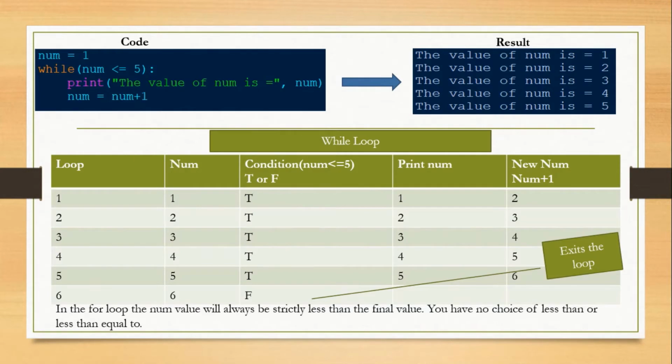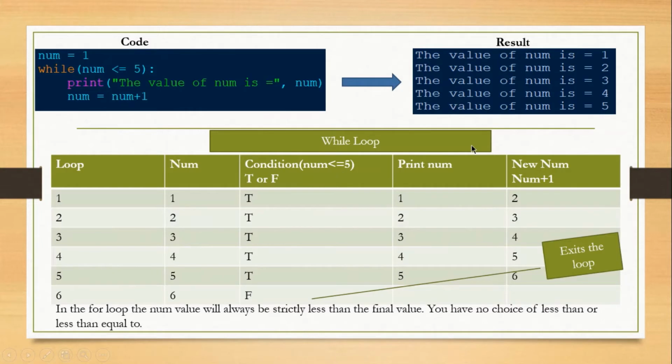Now in this slide I'm going to explain to you what happens at the back of the while loop. So this is the code written: num is equal to 1, while num is less than or equal to 5, print the value of num, num is equal to num plus 1. So the value of num is 1, 2, 3, 4, 5.